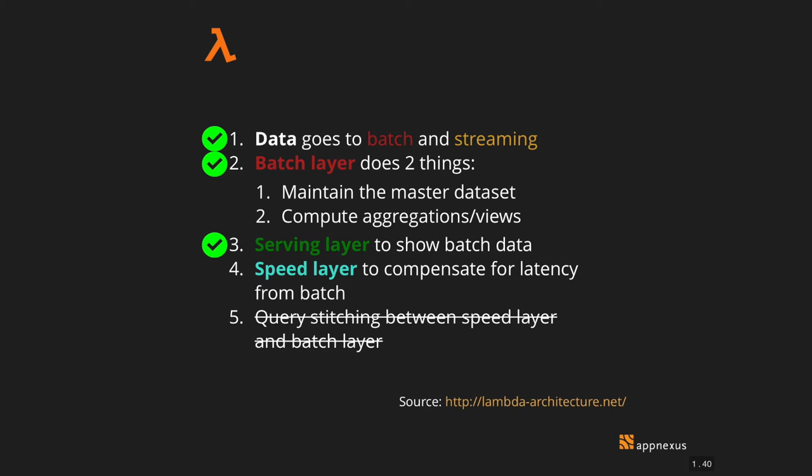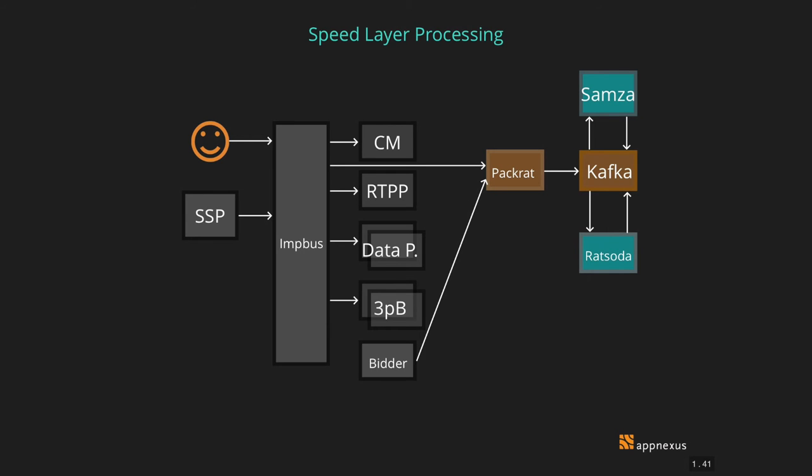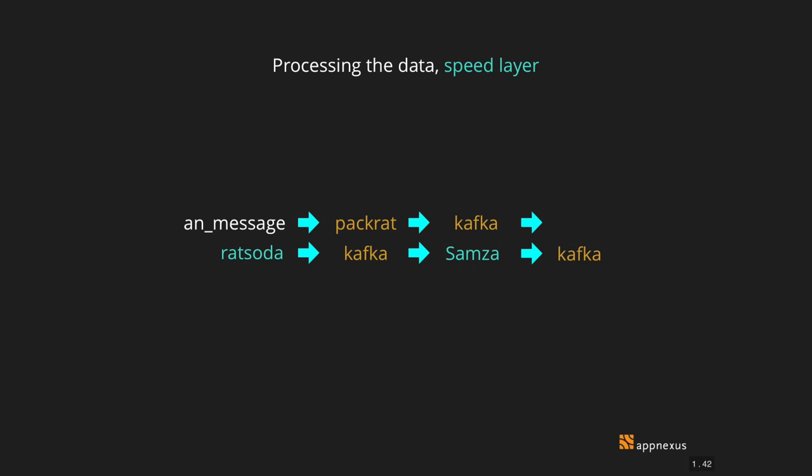Okay, we have batch and streaming. We have a batch layer I quickly covered because it's not the point of this. And we have a serving layer, right? It goes into Vertica and people can read it, and we got all that covered. Now I'm going to talk about the speed layer. Speed layer processing. Okay, speed layer goes like this. AN message to PackRat to Kafka, to Ratsoda, which I will cover, back to Kafka, to Samza process, and back to Kafka, and then more processes after that that go in and out of Kafka multiple times.